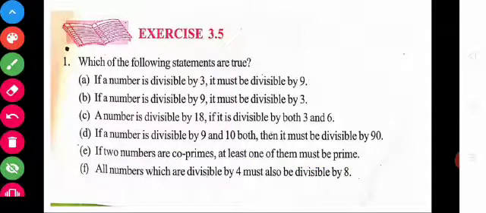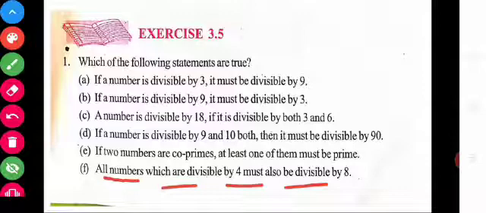Read the next one. All numbers which are divisible by 4 must also be divisible by 8. The statement is false. The number 36 is divisible by 4 but not divisible by 8. So 36 is divisible by 4, 36 is not divisible by 8. The statement is false.